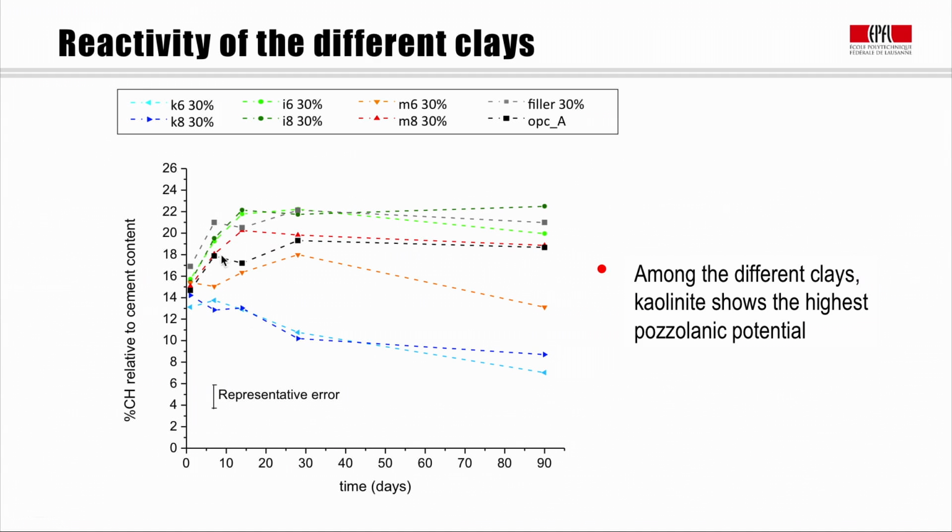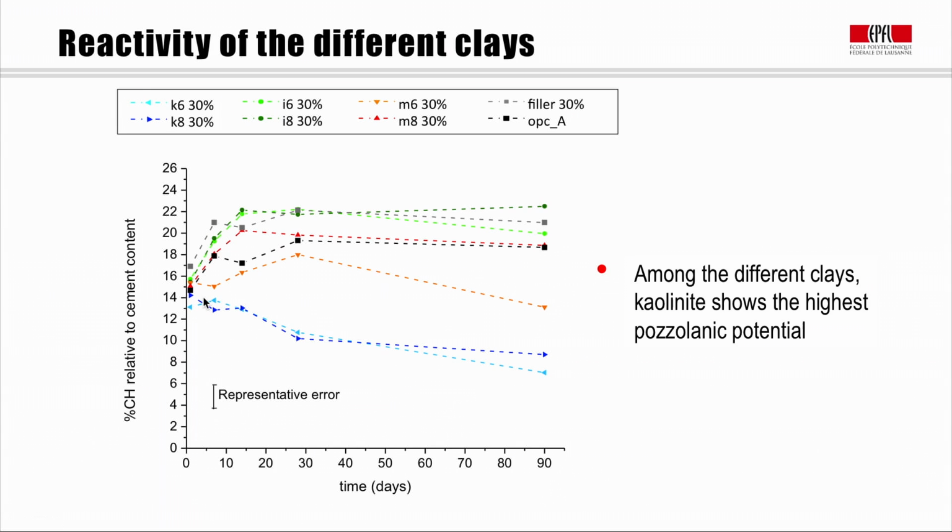And in most cases, we see that the amount of calcium hydroxide produced is actually somewhat higher than the reference, which is this curve in black, which is the plain Portland cement. And the amount of calcium hydroxide is somewhat higher purely due to a filler effect, as in this grey curve here, where the dilution of the cement by the clay gives a bit more room for the cement to react, so it produces a bit more calcium hydroxide.